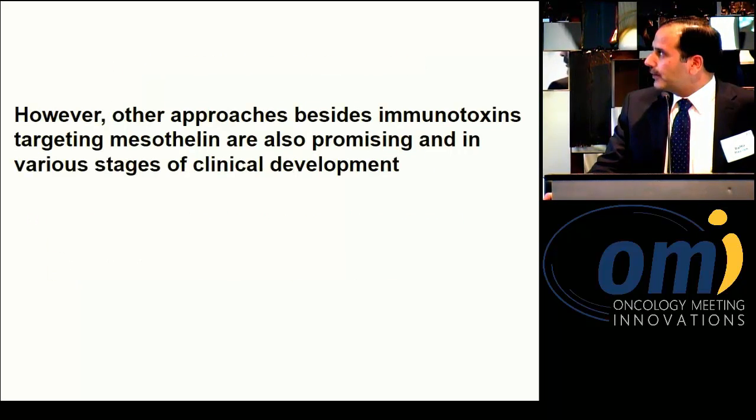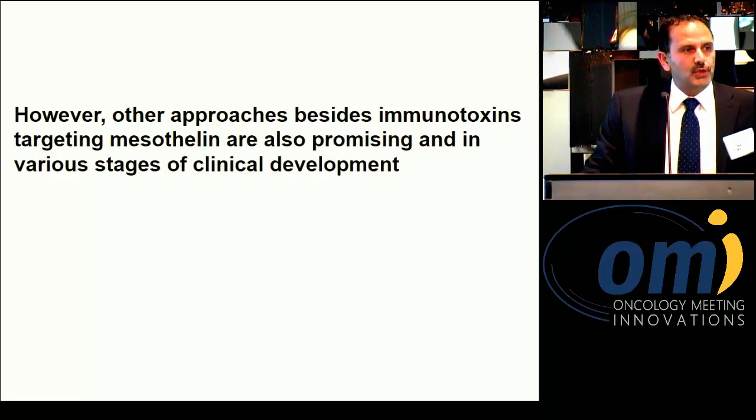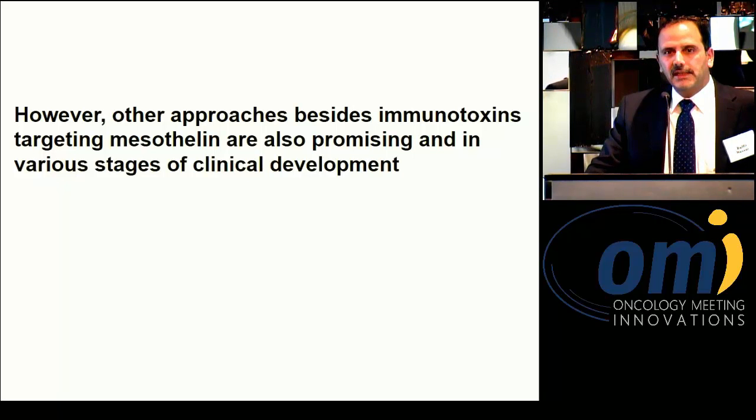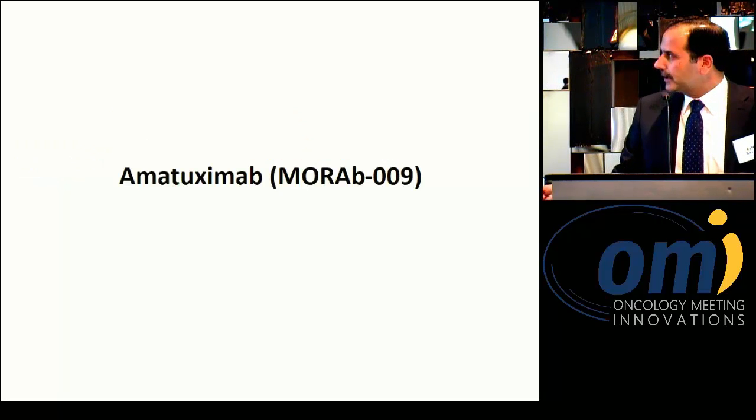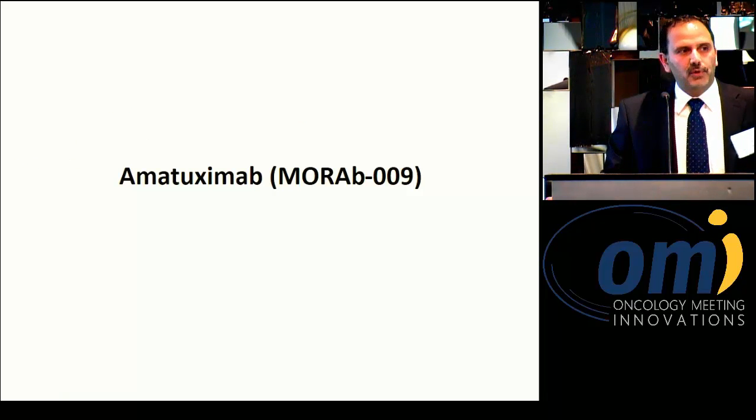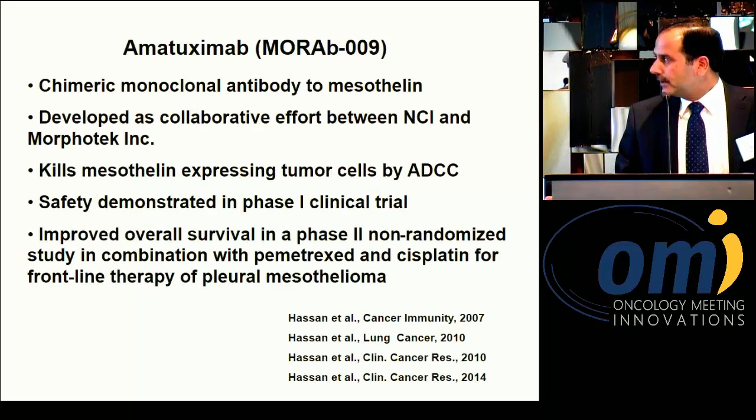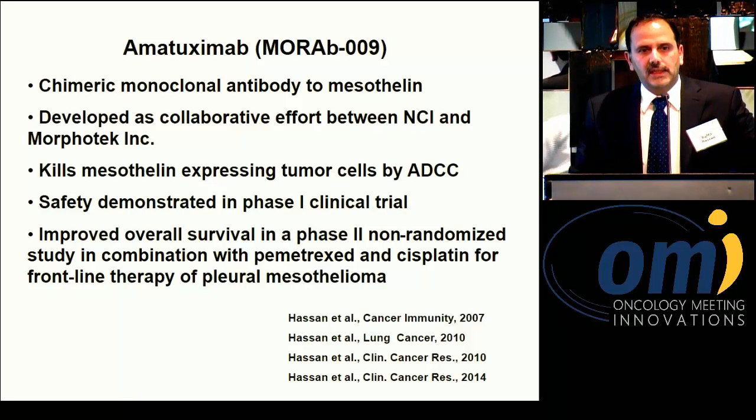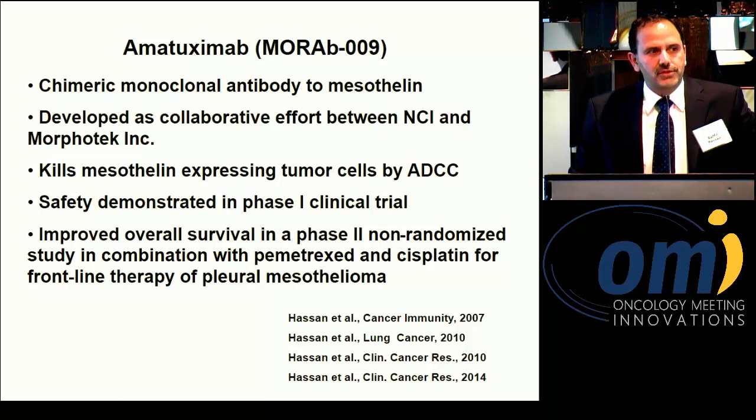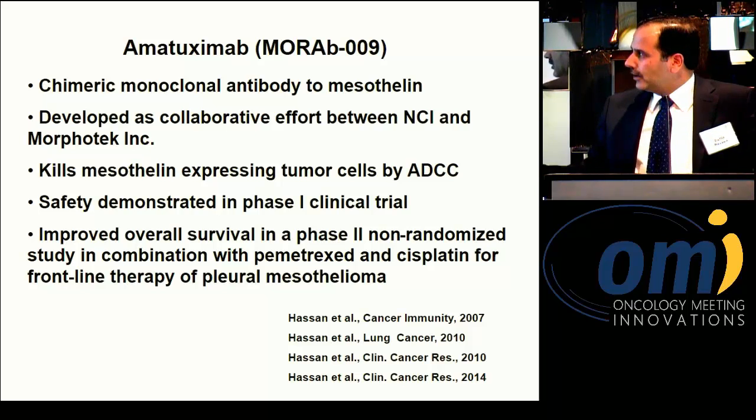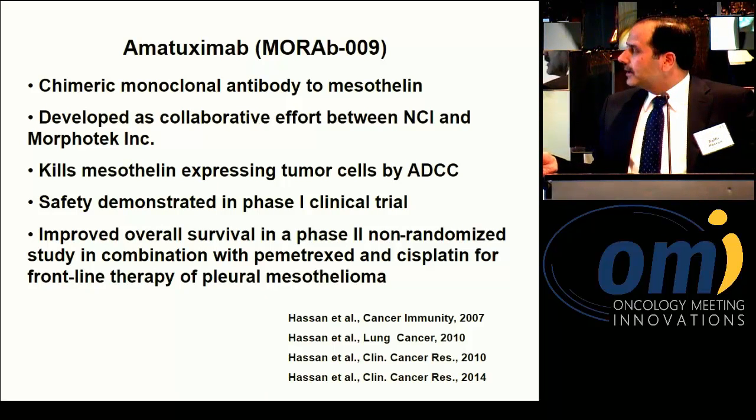So that's good. However, there are other approaches besides immunotoxins to target mesothelin, which are also promising and in various stages of clinical development. I'll just talk briefly about amatuximab, also called MORAb-009. Amatuximab is a chimeric antibody to mesothelin that we developed in collaboration with Morphotek, and we have led its preclinical development all the way to phase 2 trials.